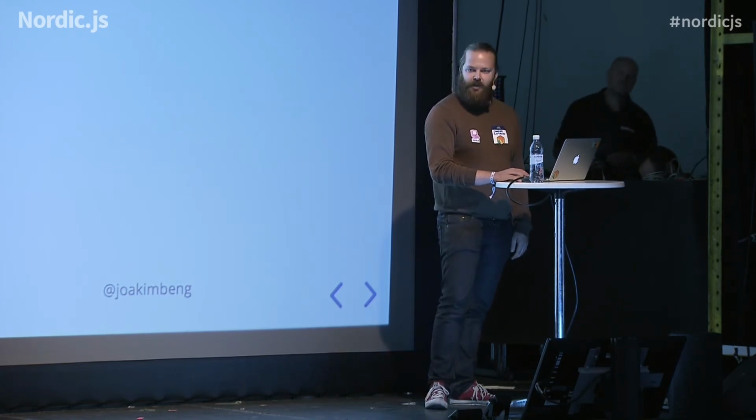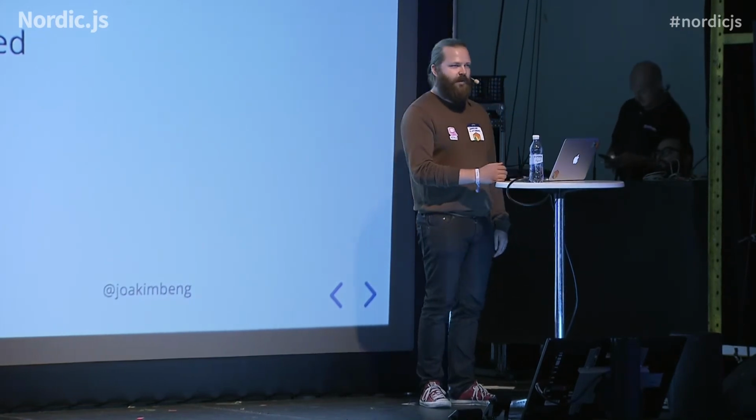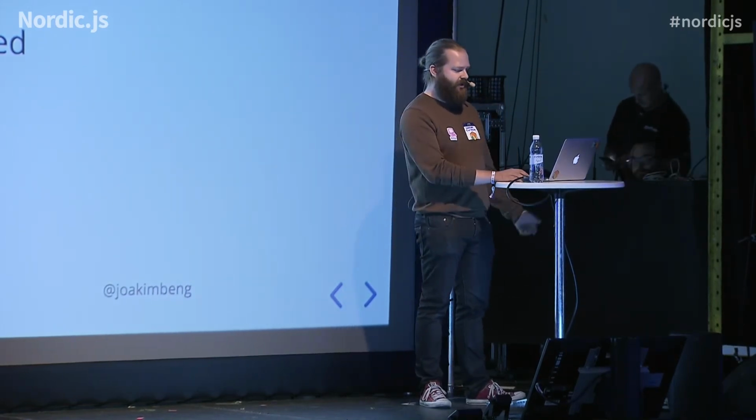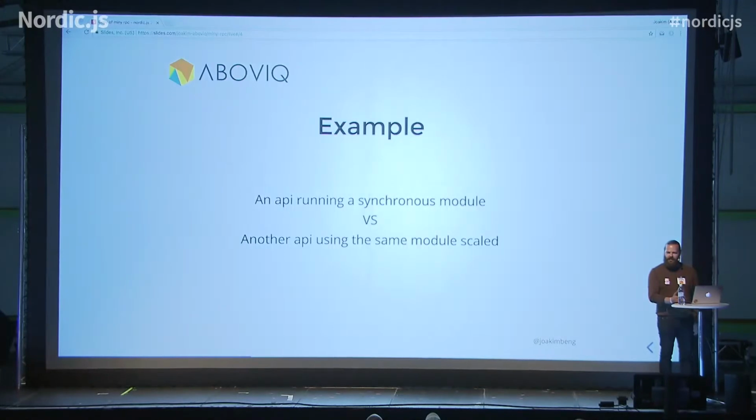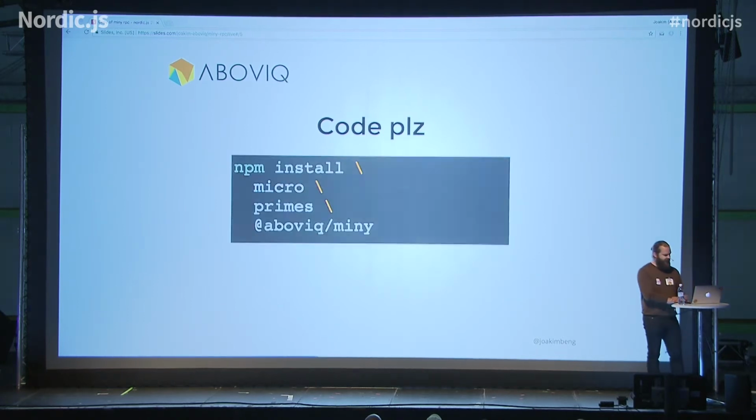And I'll show you how we can use it with an example of one API that's running a synchronous module versus another similar API that's using the same module, but the synchronous module is scaled with our library. So now some code, please.